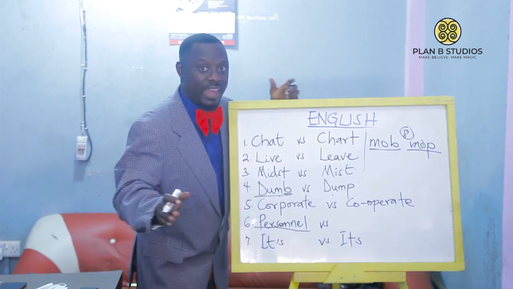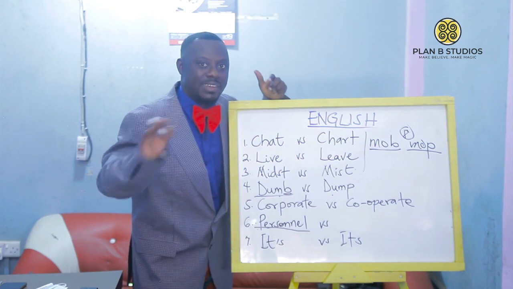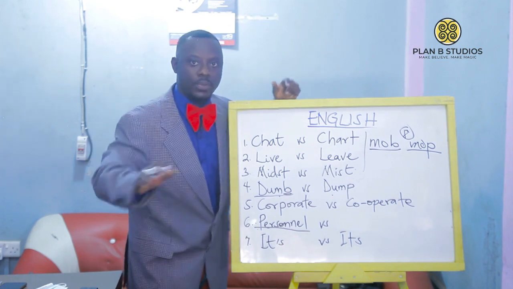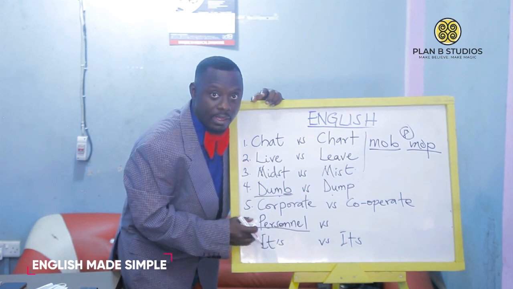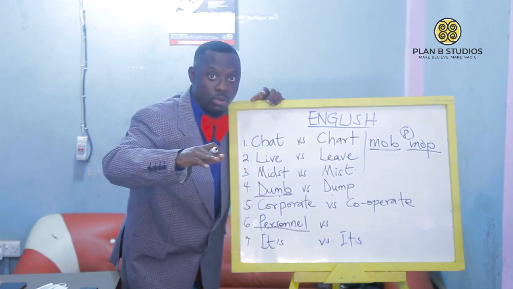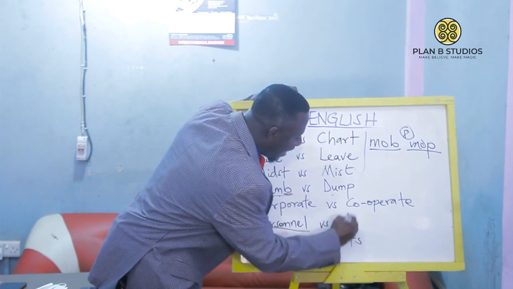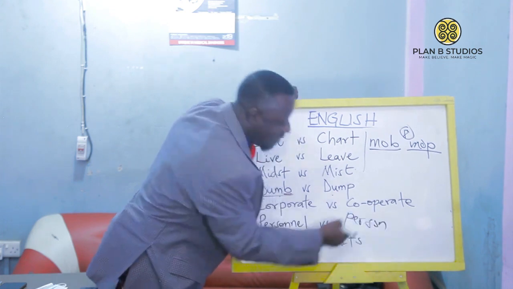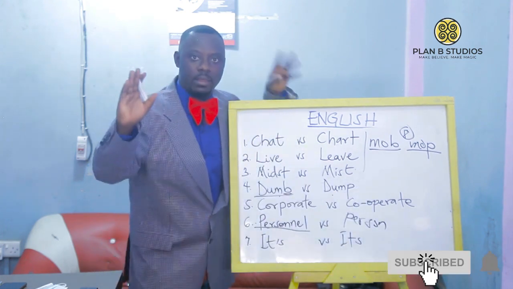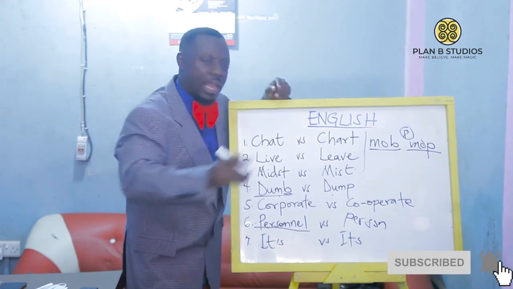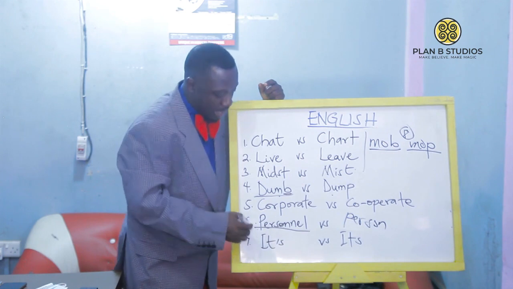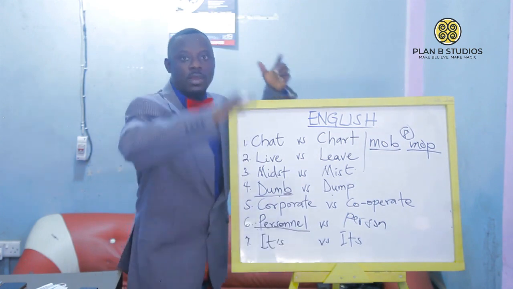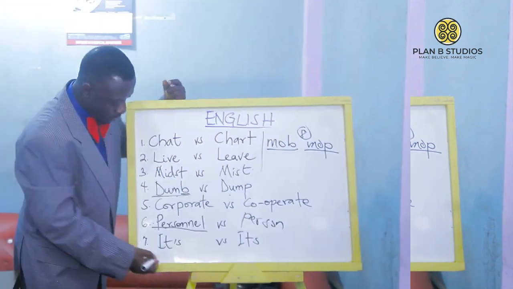National service personnel. You don't say national service personnel. National service personnel is a group. You can say national service person. You are talking one. Media person. You are talking many. Media personnel. We are talking hot. More media people.